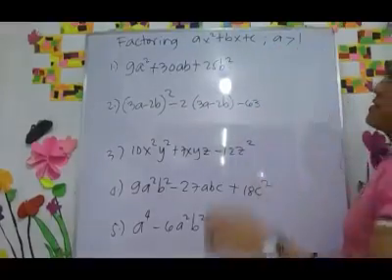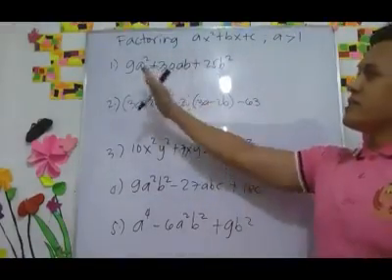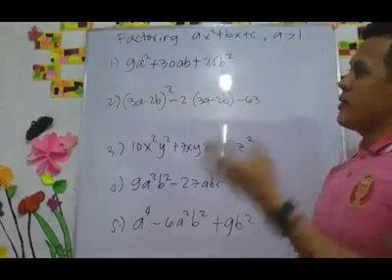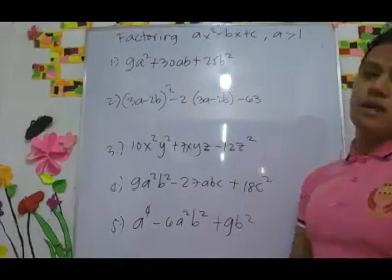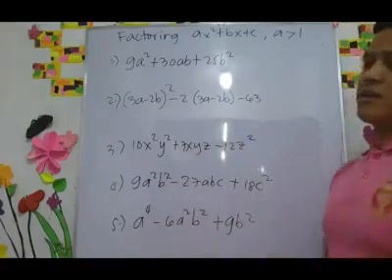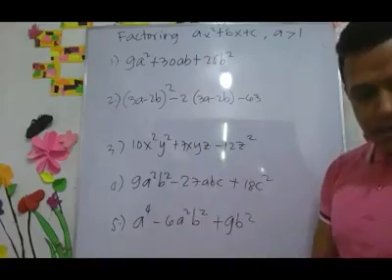where a is greater than 1. So that means the numerical coefficient of the variable with the square is greater than 1. Okay? But sometimes, like this one, number 5, the exponent is greater than 2. Okay? So let's try this one.